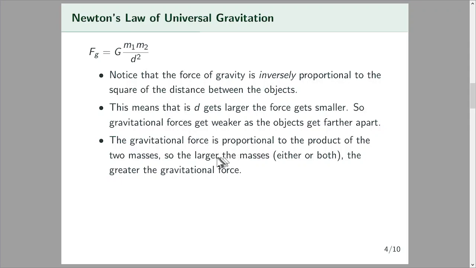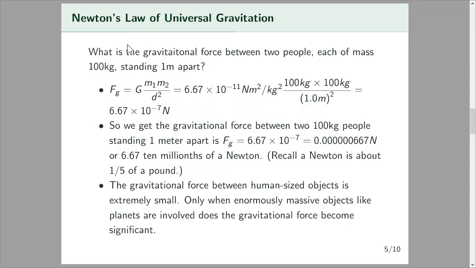The gravitational force is proportional to the product of the two masses. So the larger the masses are, the greater the gravitational force between them, either or both. The force between you and me, which we'll calculate an example of in a bit, is different than the force between me and Jupiter, say, if we're the same distance apart. Usually the gravitational force, we'll see in a little bit, is small until one of the objects at least starts getting to be the size of a planet or so.